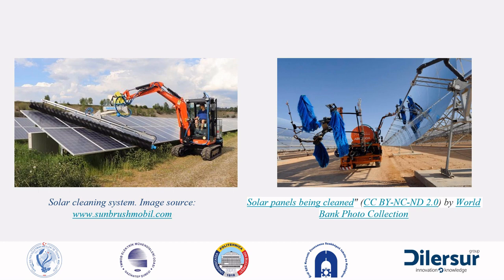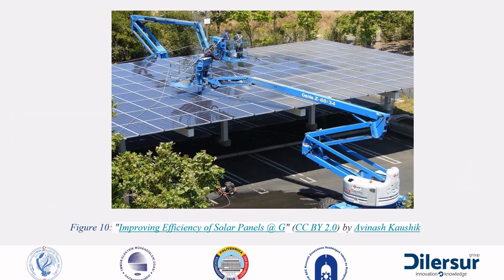Shade control. Solar systems generate electricity based on the amount of sunlight they receive. Therefore, when a shadow is cast on panels, the power output decreases substantially. Shading can come from a variety of sources.